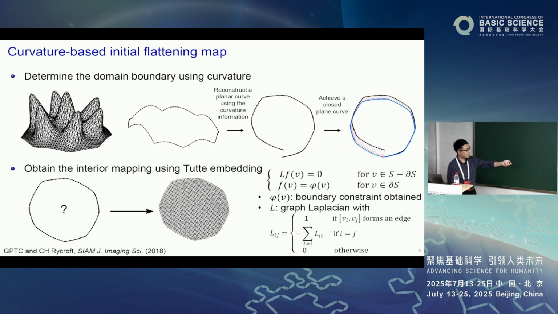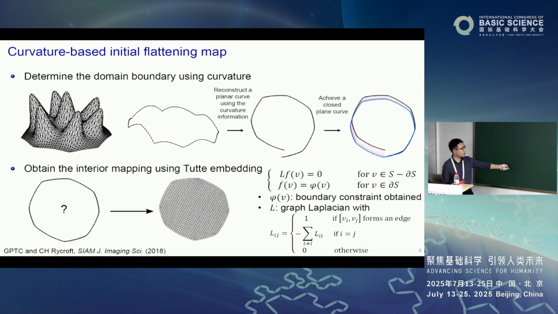For the boundary, we can extract the surface boundary just by considering the boundary vertices, and then we can compute the curvature of that boundary curve, and use a curvature-based method to flatten it onto the plane. Basically, we can reconstruct a planar curve with the same curvature information as the 3D curve. Of course, there may be some discrepancy between the endpoints, so we can use a very simple correction step to connect the endpoints so that it gives us a smooth shape. That would serve as the initial boundary of this initial map.